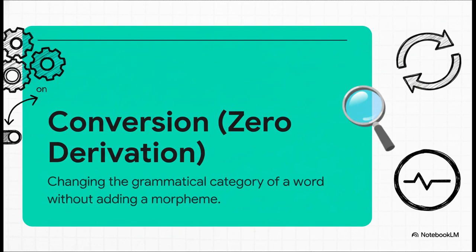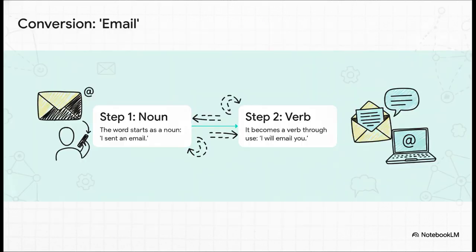All right, now for a really clever, almost magical one, conversion. This is where a word changes its job, say from a noun to a verb, without adding a single thing. That's why it's also called zero derivation. Just think about the word email. It started its life as a noun. You've got an email. But it didn't take long before we started using it as a verb. Just email me the file. The word itself didn't change at all, but its entire role did. We do this all the time, especially with new technology.